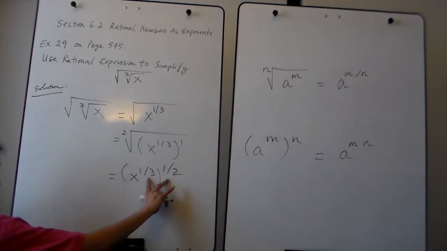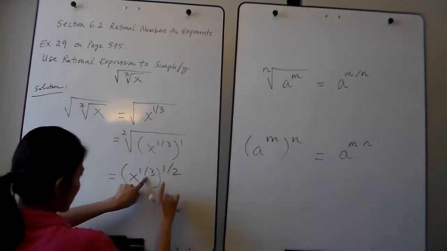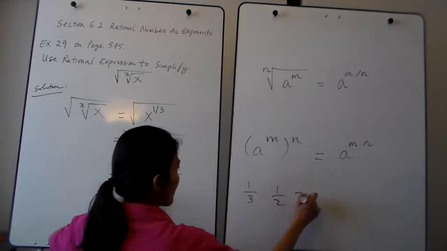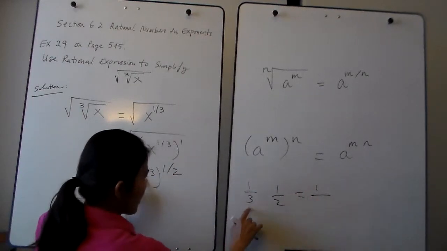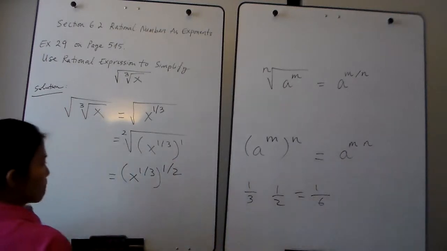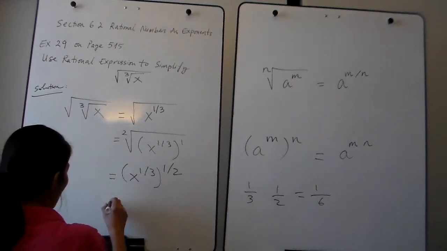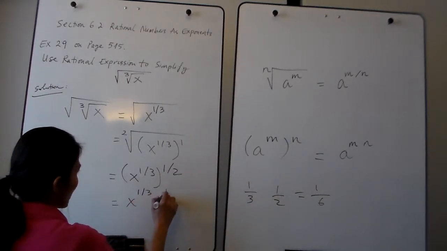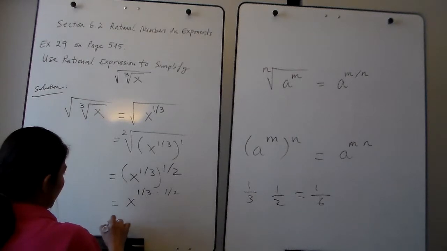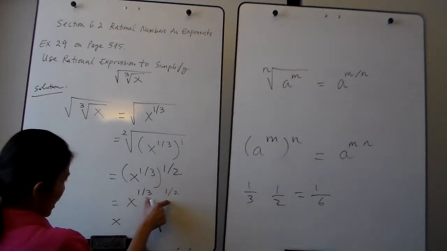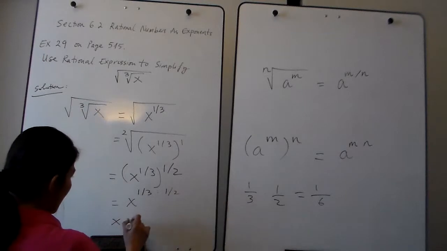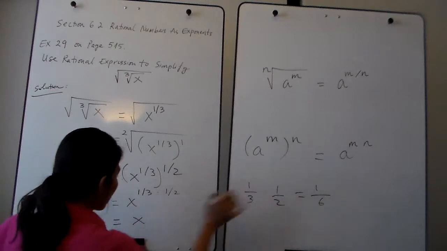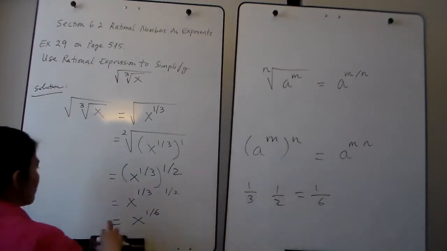I have two rational exponents, 1 over 3 times 1 over 2, which is equal to 1 times 1 is 1, 3 times 2 is 6. Okay? So x, using this law, I get 1 divided by 3 times 1 divided by 2. And then simplify this, 1 over 3 times 1 over 2. With this, I get x raised to 1 over 6. Okay?